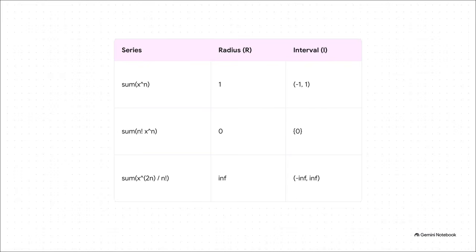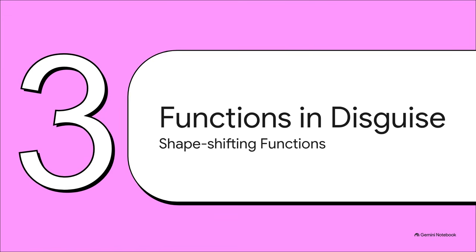Notice how different series have wildly different behaviors? The geometric series, in our first example, has a neat little radius of 1. But look at the second one. Putting an n factorial in the numerator means this series explodes instantly. It only converges at the exact center, 0. Conversely, if that factorial is in the denominator, like in our third example, the radius becomes infinite. It safely converges for absolutely every real number you could possibly think to plug into it. Pretty wild, right? Okay, part 3.